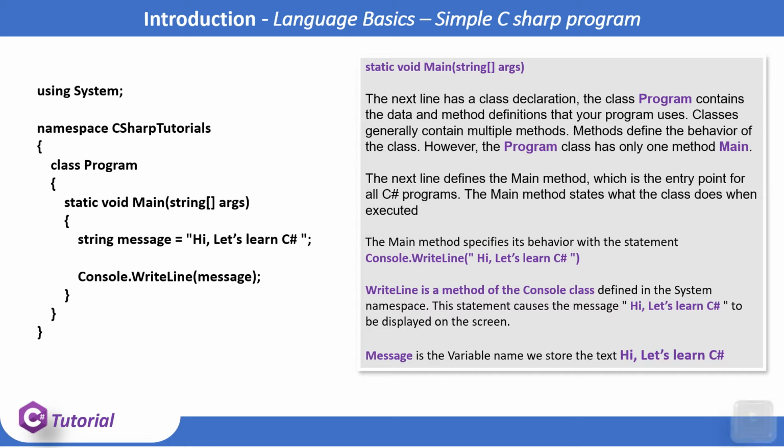The next line defines the Main method, which is the entry point for all C# programs. The Main method states what the class does when executed. The Main method specifies its behavior with the statement Console.WriteLine("Hi, let's learn C#"). WriteLine is a method of the Console class defined in the System namespace. This statement causes the message "Hi, let's learn C#" to be displayed on the screen. Message is the variable name that stores the text "Hi, let's learn C#".